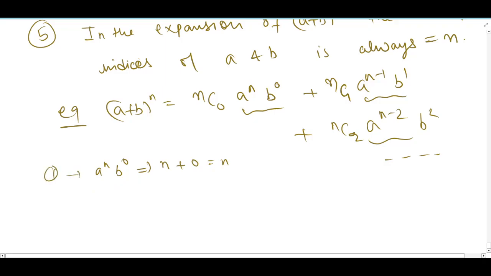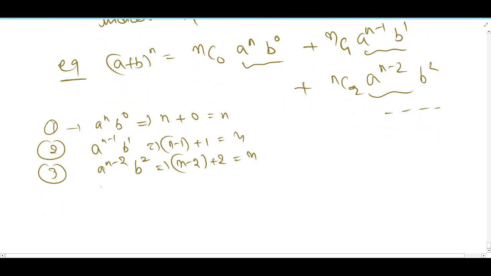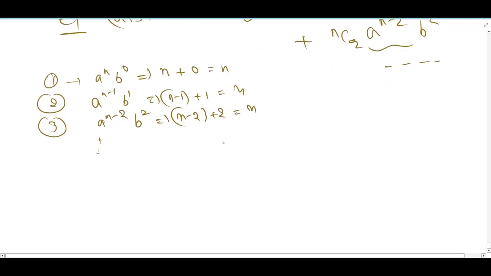This is the first term. In the second term, a^(n minus 1) and b^1, so if we add the powers, n minus 1 plus 1 is equal to n. Like in the third term, a^(n minus 2) and b^2, we get n minus 2 plus 2 is equal to n. So in every term of expansion, the sum of the powers of a and b is equal to n. So this was about binomial expansion.